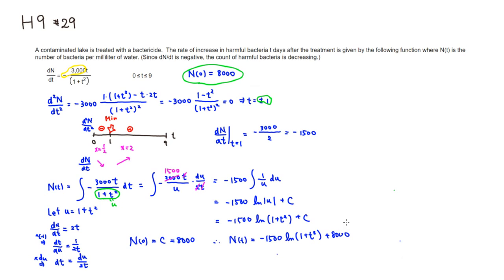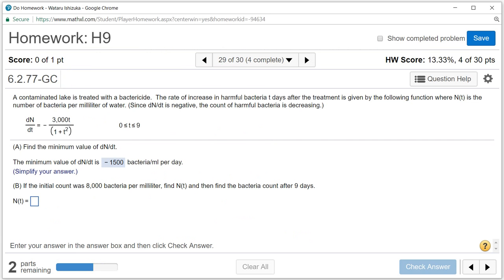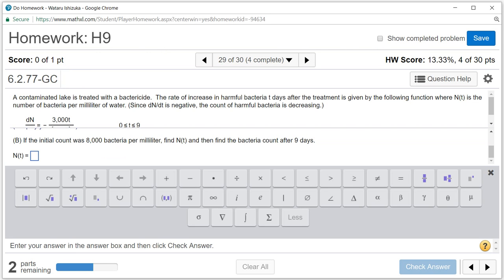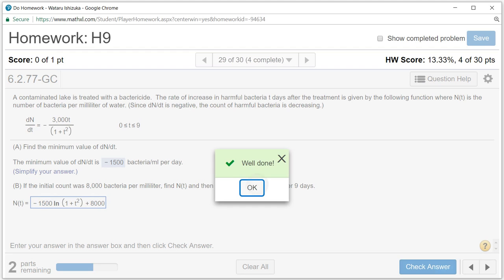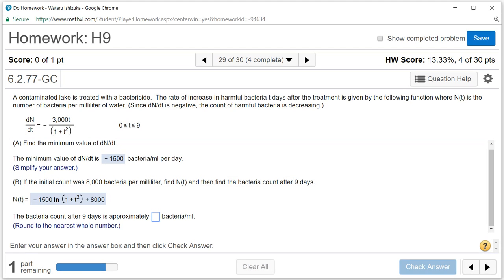So let's plug it in. We found that to be negative 1500 times the natural log of 1 plus t squared, and then plus 8000. Let's check the answer. All right, we got that. And we want to find this after 9 days, so we have to round it to the nearest whole number.